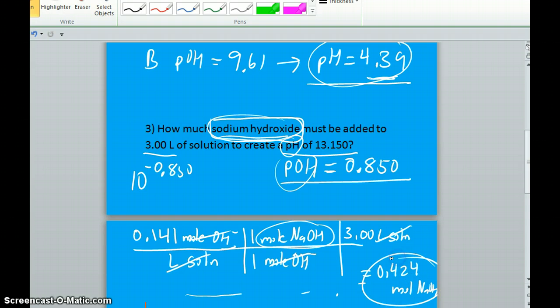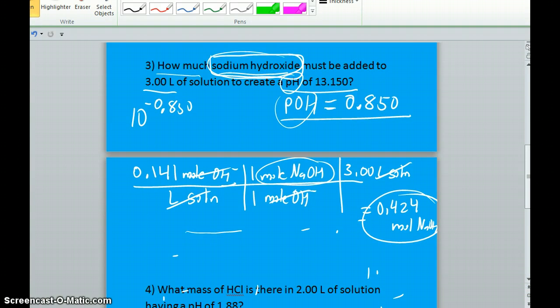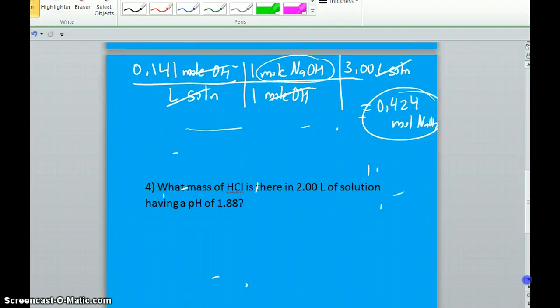And that's a sufficient answer because it asks how much. It didn't say what mass. But of course, if I wanted the mass of sodium hydroxide, I'd just convert moles to mass using the molar mass of sodium hydroxide. So no sweat. The emphasis, once again, is once you're given a pH or a pOH, you're really given a molar concentration of something. Very important to keep in mind.